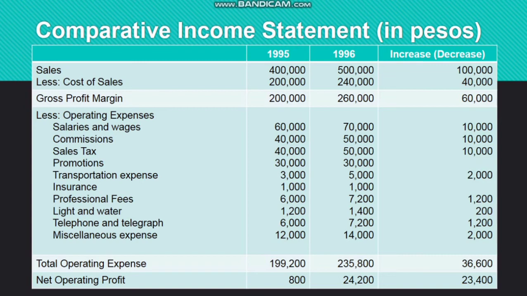Given the example in the book, the changes from year 1995 to 1996, it can be noted that there is an overall increase in profit amounting to 4.64% due to increase in cost of sales by 2% and in operating expense by 2.64%. Next.